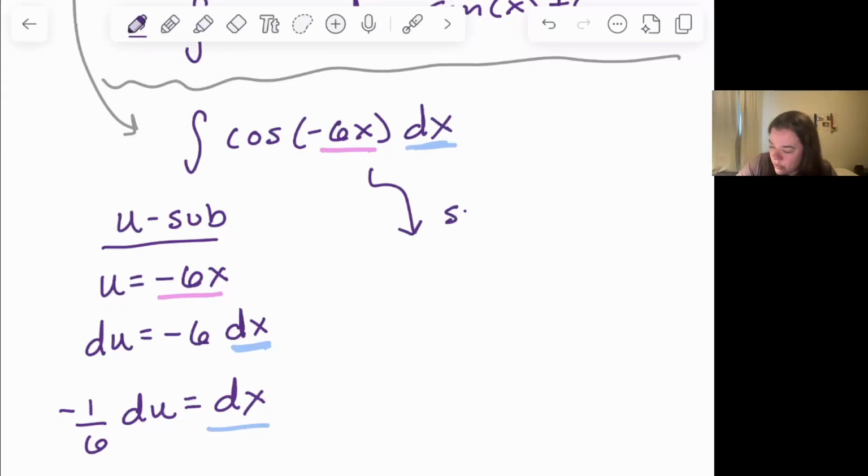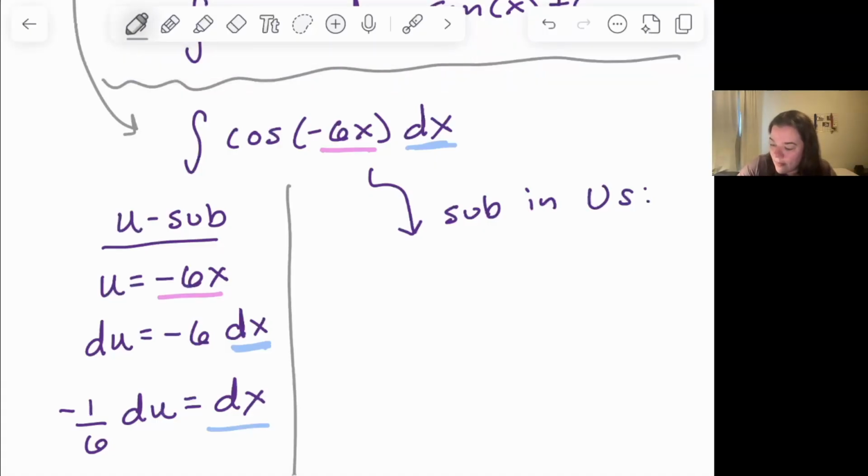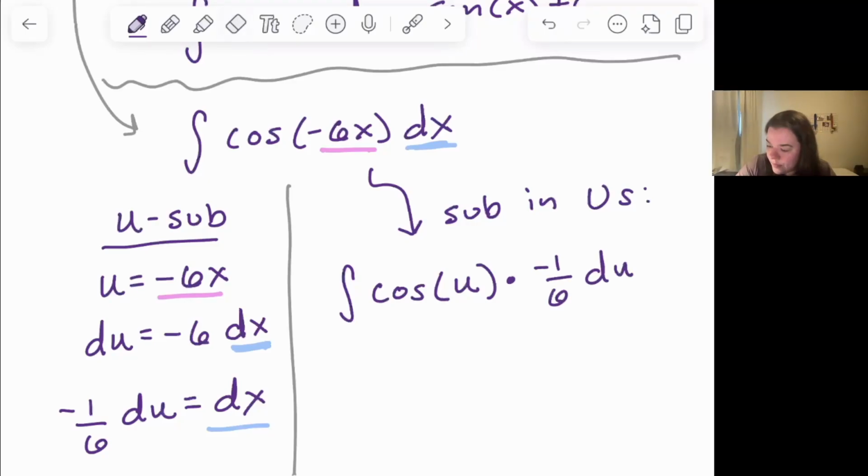So, substitution step: sub in our u's. I'm going to put just a little dividing line to separate our scratch work. Sub everyone in place. This becomes the antiderivative of cosine of u times negative 1/6 du, right? The u went in for the negative 6x and the negative 1/6 du went in for the dx.